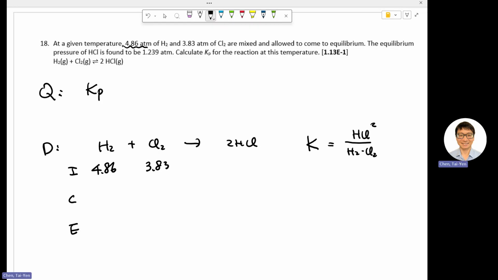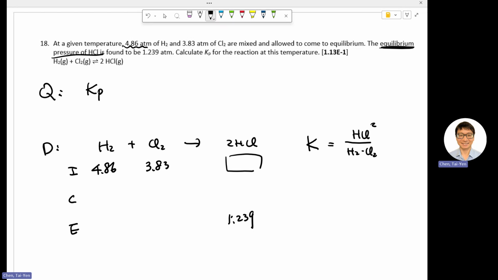How about the value of 1.239? That should be put in the third row, right? It's equilibrium, because it specifically says the equilibrium pressure of HCl, right? Therefore, you cannot put it here. You should put it right here, 1.239. Okay, so that is the setup that you have.